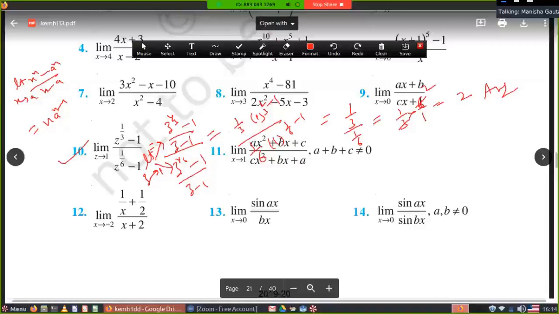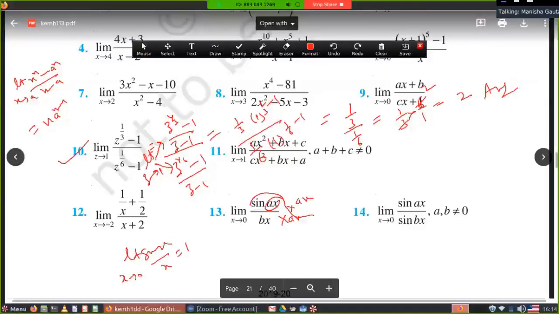Now do question number 12, we are on 11 and 12. Now question number 13. As in question number 13, we have studied the formula, limit x tends to 0 sine x upon x is 1. If it is ax, it means multiplying and dividing by ax.